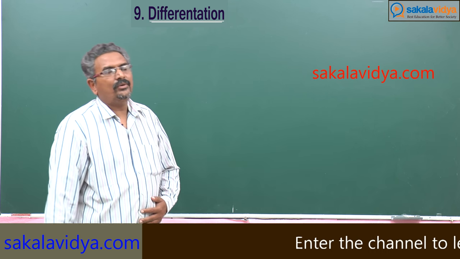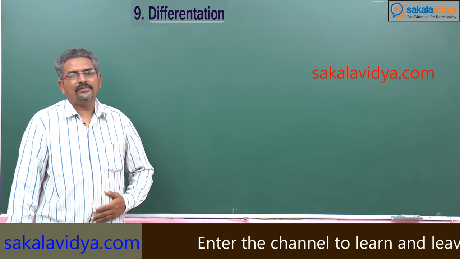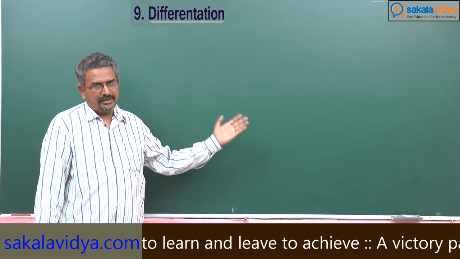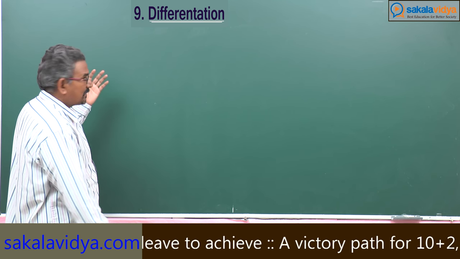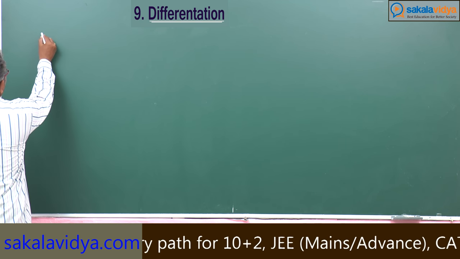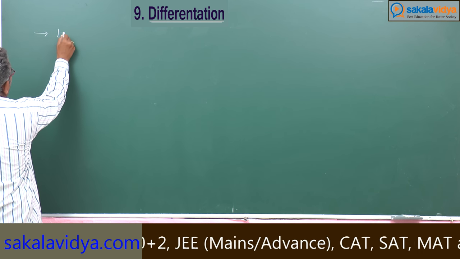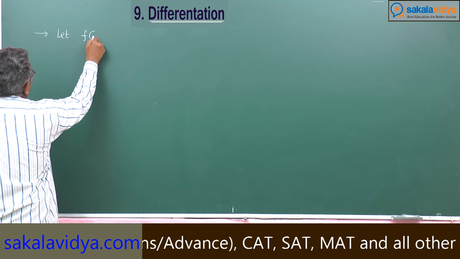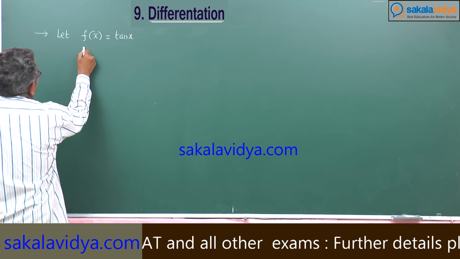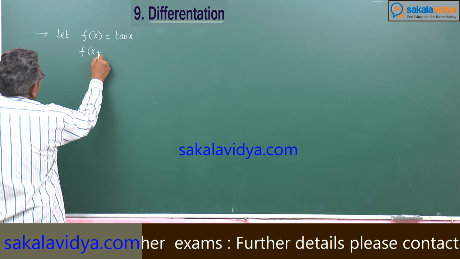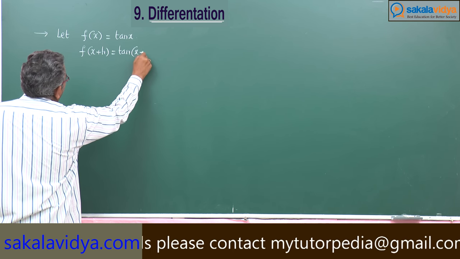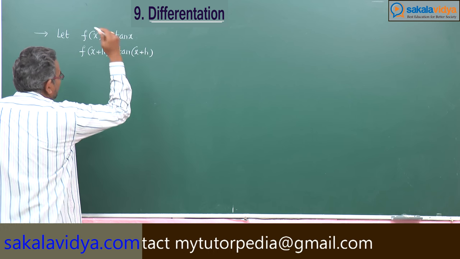So now let us find out the differential coefficient of the rest of the trigonometric ratios: tan x, cot x, secant x and cosecant x. So let us find out first the differential coefficient of tan x. Suppose f of x is equal to the given function, tan x. So f of x plus h is tan of x plus h, that means in the place of x, x plus h.